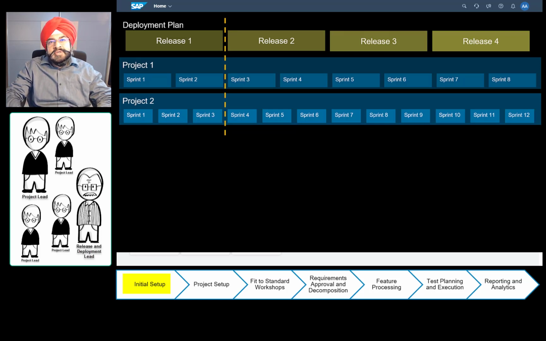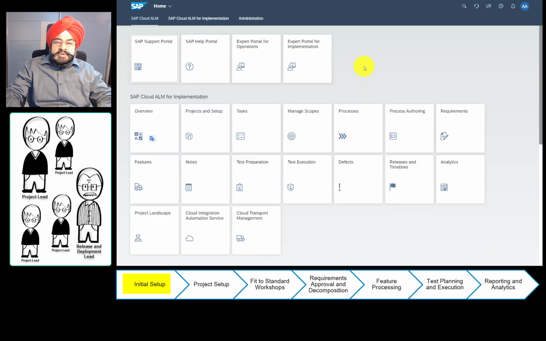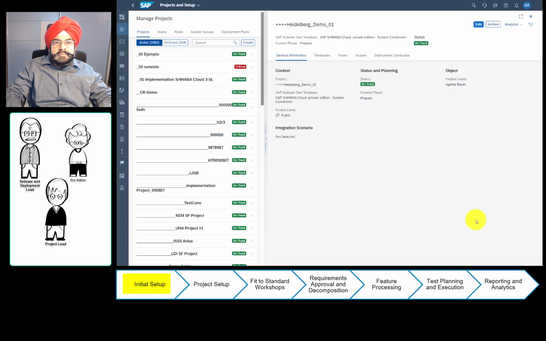Let's see how and where it is done. To set a release schedule and also a deployment plan, you need to access the tile Projects in setup. This is a dual purpose tile. That means this tile contains information that is required for the initial setup as well as later when you create your project. In this case, our goal is to create a system group and a deployment plan for multiple projects. And here my role is a system administrator, but I also have the release and deployment lead along with me, who is giving me the details for the dates.